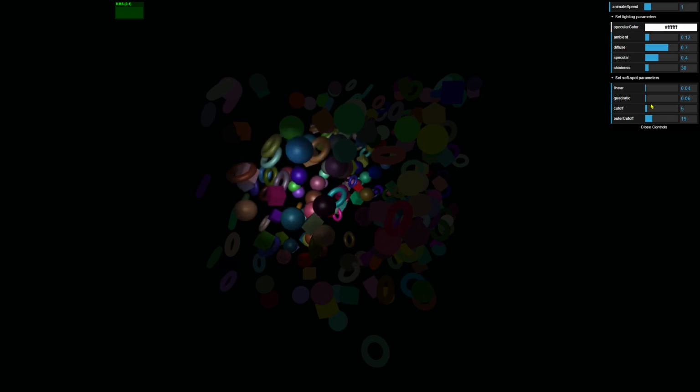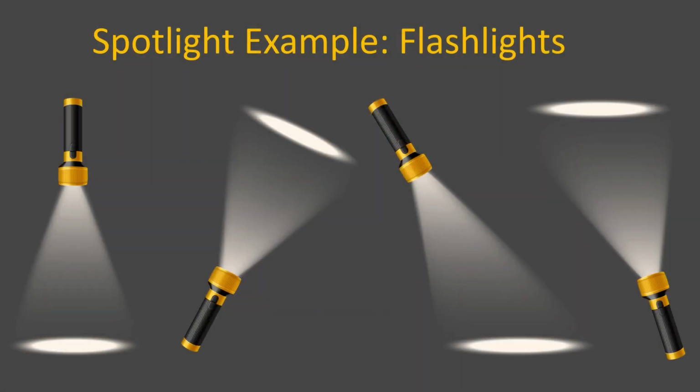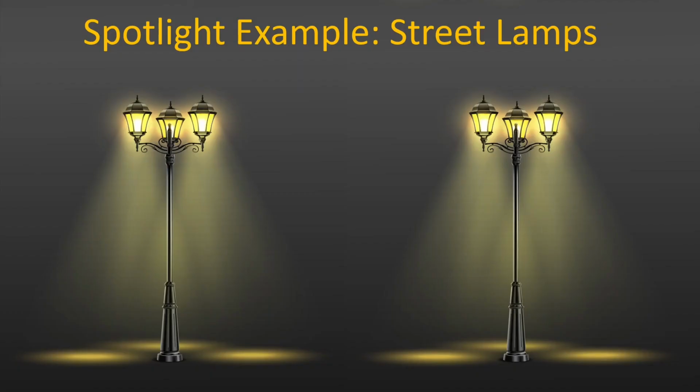The examples of spotlights include flashlights and street lamps. Like point lights, spotlights also exhibit attenuation, where the light intensity is highest along the axis of the cone and gradually diminishes towards the outer edges, resulting in a realistic spotlight effect.